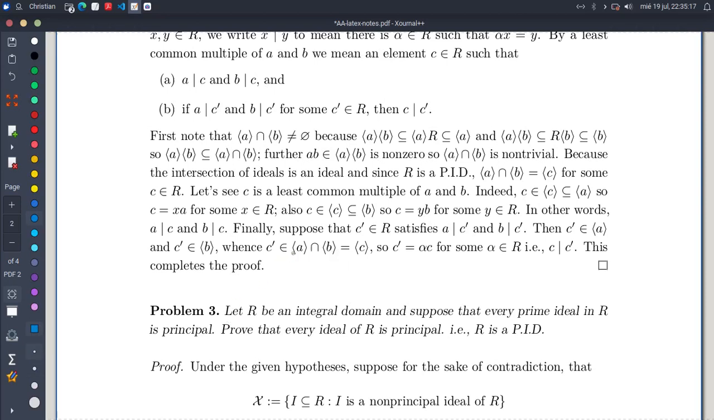Because this intersection equals the ideal generated by C, it follows that C prime is in this ideal, and therefore it is a multiple of C. And since it is a multiple of C, we are done. We can write it in this way, and therefore the second condition has been verified.